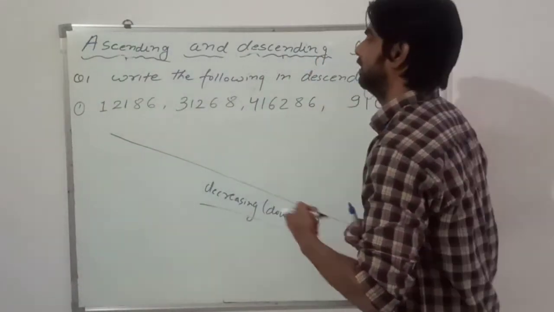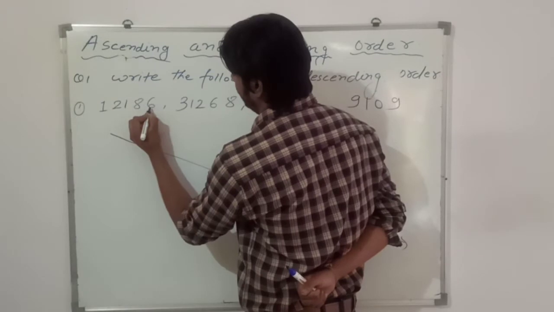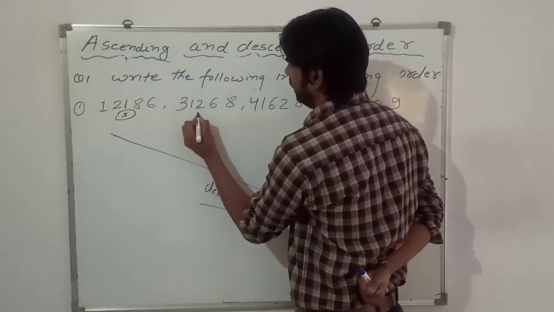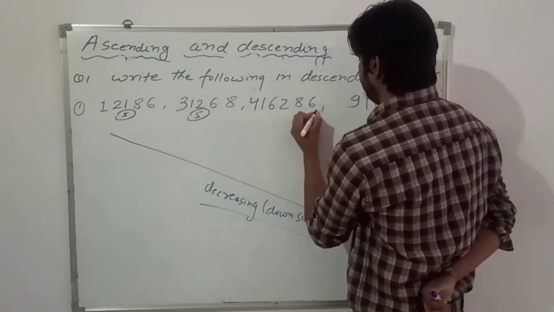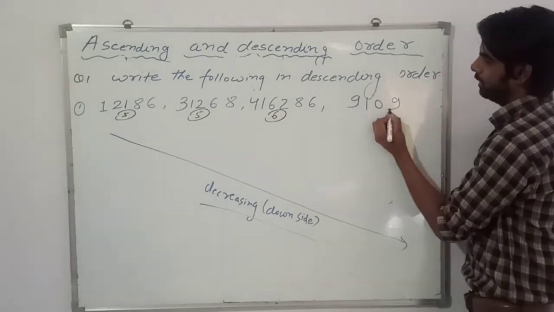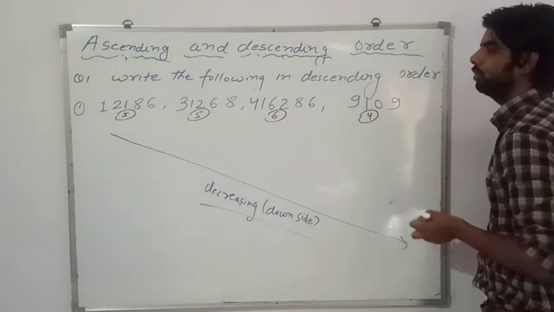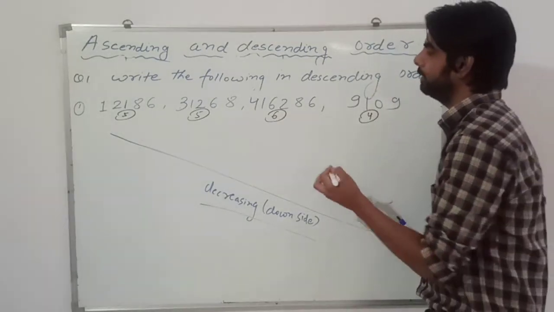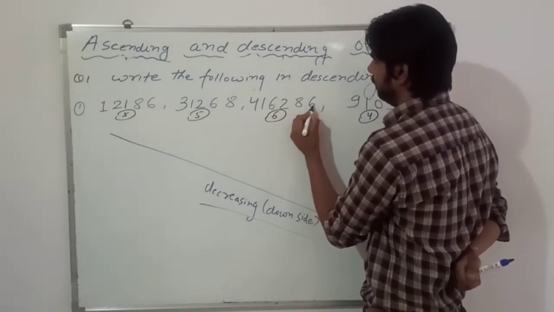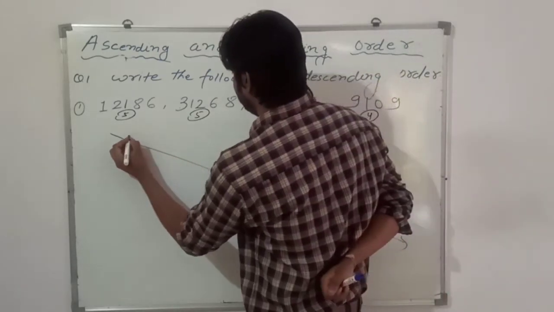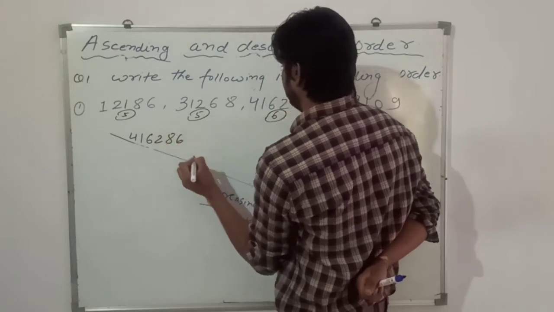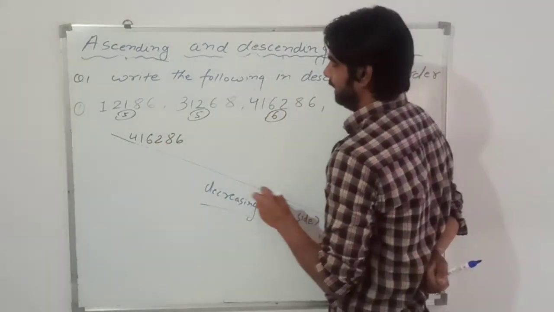First write the number of digits. How many digits does the first number have? 5 digits. The next is also of 5 digits. The next is of 6 digits, and the last is of 4 digits. So the largest number will be the number having the largest number of digits. So the largest number is 416286.